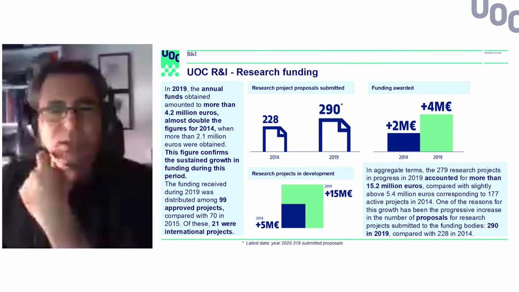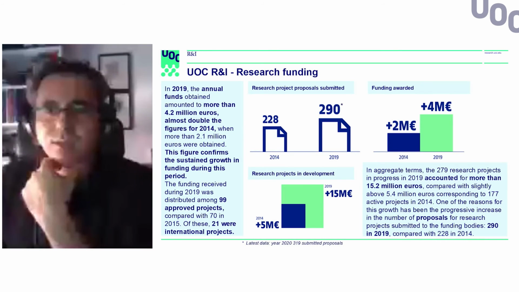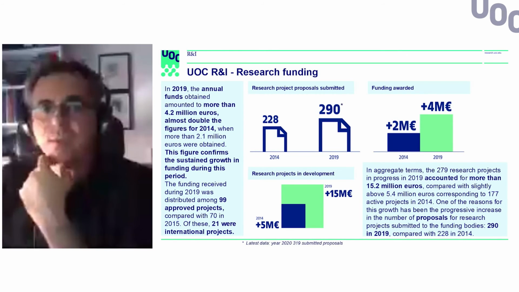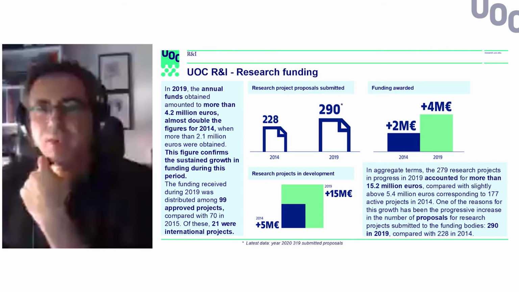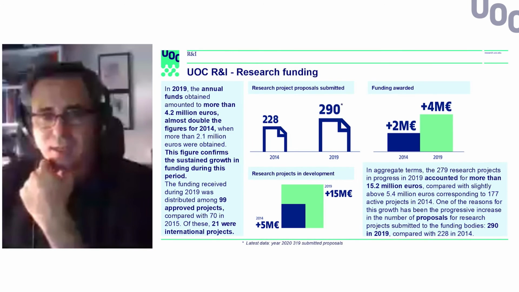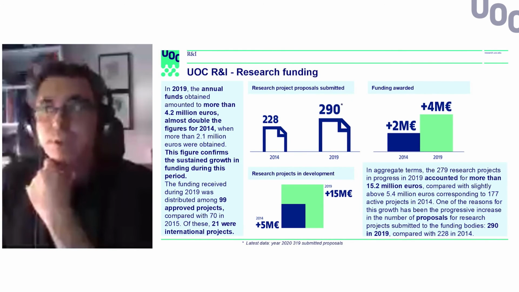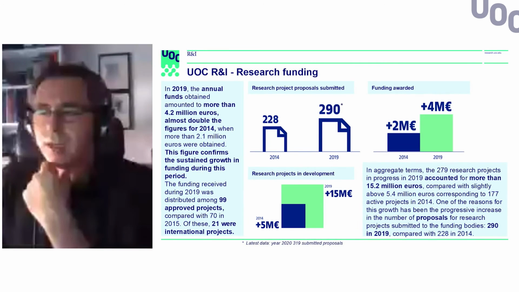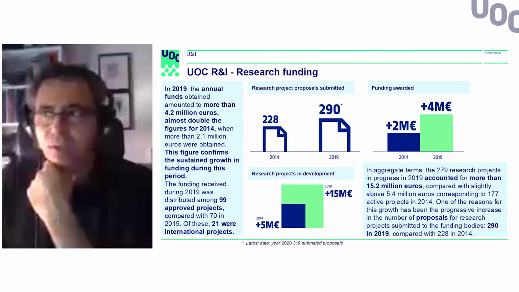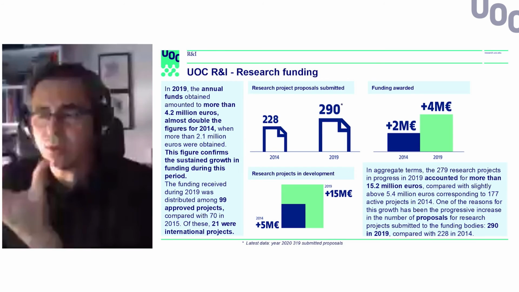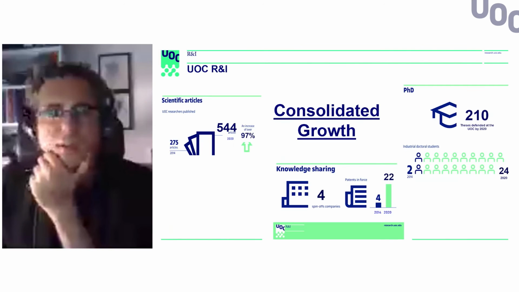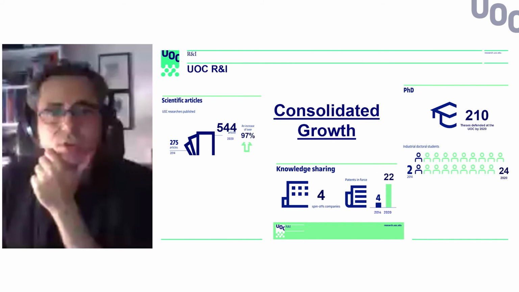As for the budget, according to the numbers of 2019, we are close to 4 million in funding awarded and 290 proposals submitted. The last number is for 2020. We have more than 300 submitted proposals per year. So we are highly active in this field of research. As you may know, you are here just because of that. And finally, it all comes down to these two words: consolidated growth.